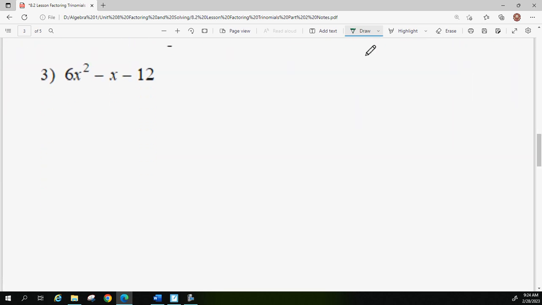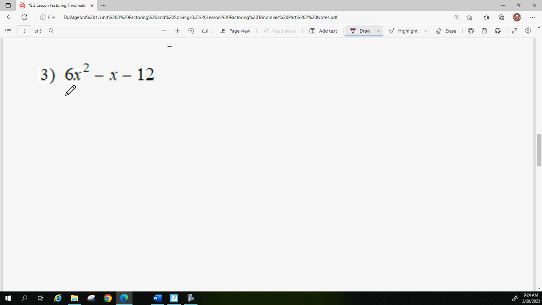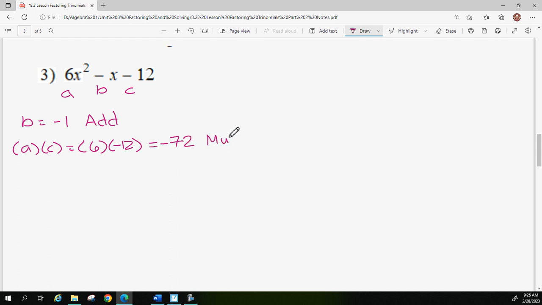So let me do one more. I'm always going to document A, B, and C. I'm going to write down what B is. B is negative 1 again. We want our two numbers to add to be B. I'm going to do A times C, 6 times negative 12, which is negative 72. We want our two numbers to multiply to be that.